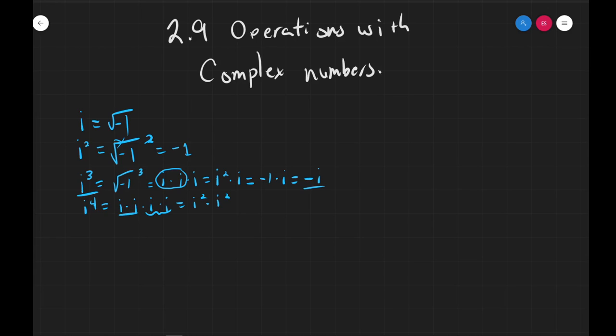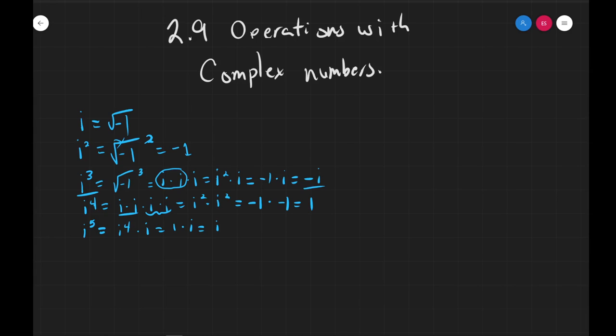Stop it. So then, i squared times i squared, well, that's going to be -1 times -1, which now is just +1. Cool? So then, let's do one more step. i to the fifth. Whoops. i to the fifth power. Well, that's going to be i to the fourth times i, which is just going to be 1 times i, which we can simplify and just say is i.